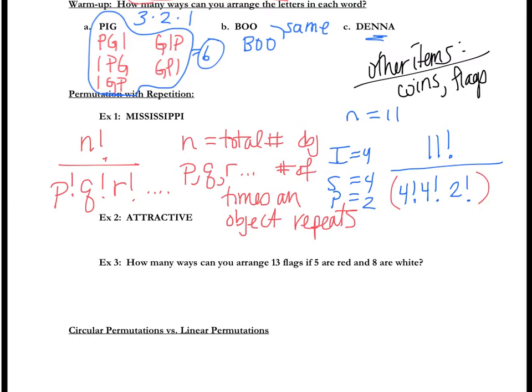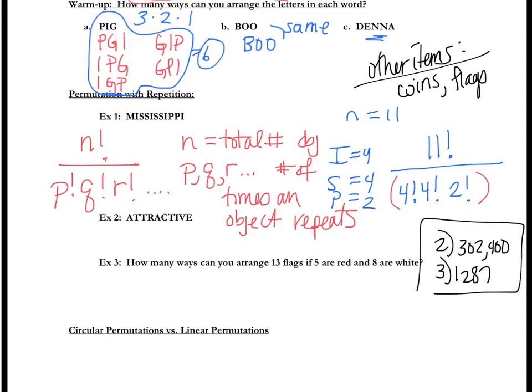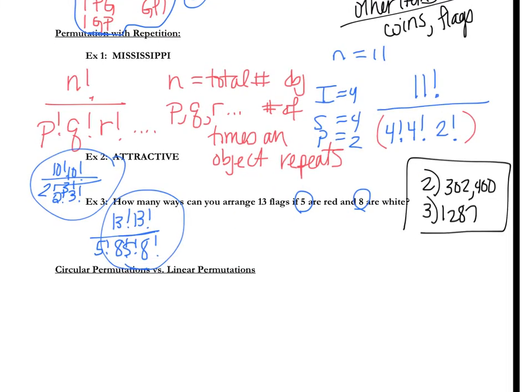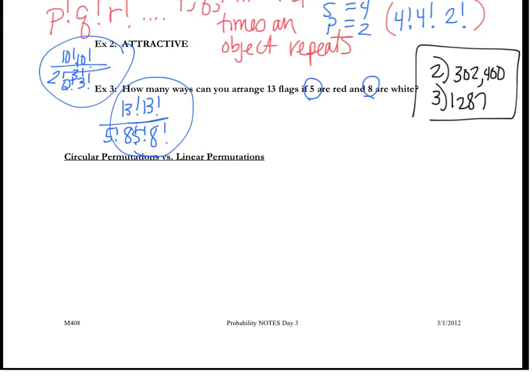Go ahead and try example 2 and 3. I have written the answers down here on the lower right of the screen. If we look at example 2 and 3, we'll see that on example 2, we are permutating the letters in the word attractive, and there are 2 A's and 3 T's. So the formula that we would use is 10 factorial divided by 2 factorial and 3 factorial. For number 3, we have 13 flags, and of those 13, 5 are red and 8 are white, and that is how we get this expression down here.